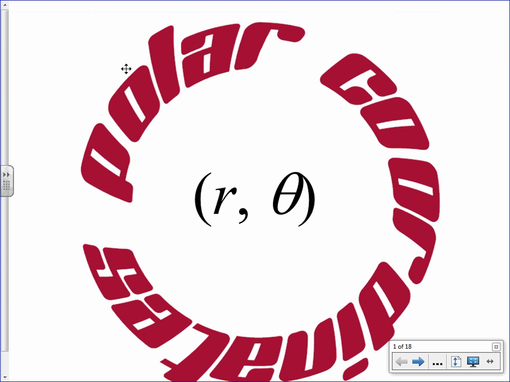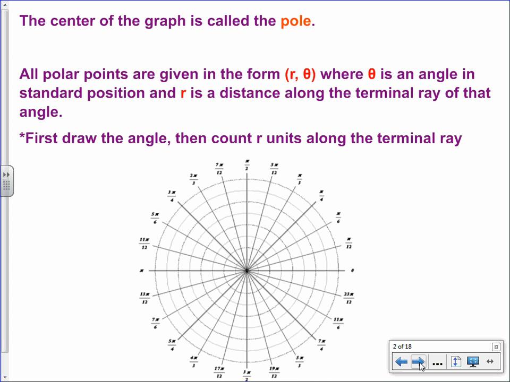Coordinates. When you are given a polar coordinate, it will be (r, theta), alphabetical order, just like any other coordinate, x, y. Theta falls in English order after r. So theta is the angle in standard position, and r is the distance along the terminal ray.